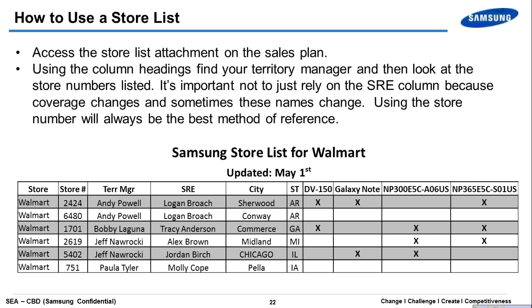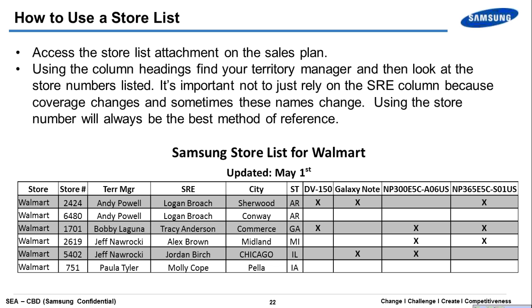Let's look at store lists. Store lists are accompanied on the priority sales plan. So to access them, they'll just be in the attachments of the sales plan. Using the columns and headings, find your territory manager and then look at the store list numbers, or the store numbers listed there, and you'll be able to find the column with your name on it. Now, coverage does change frequently, so it's always best to rely on the store number column when looking for stores, as that never changes, whereas your name might not be on it this month or whatnot.